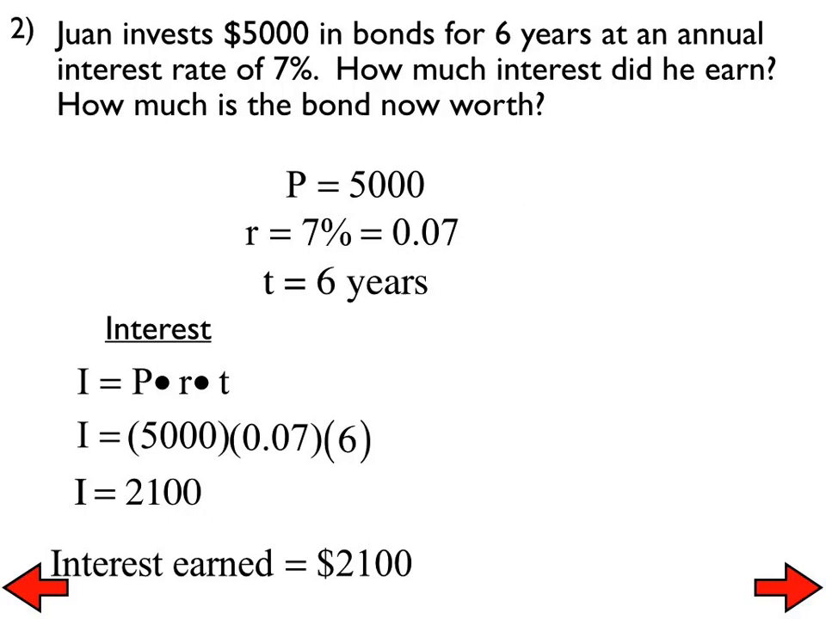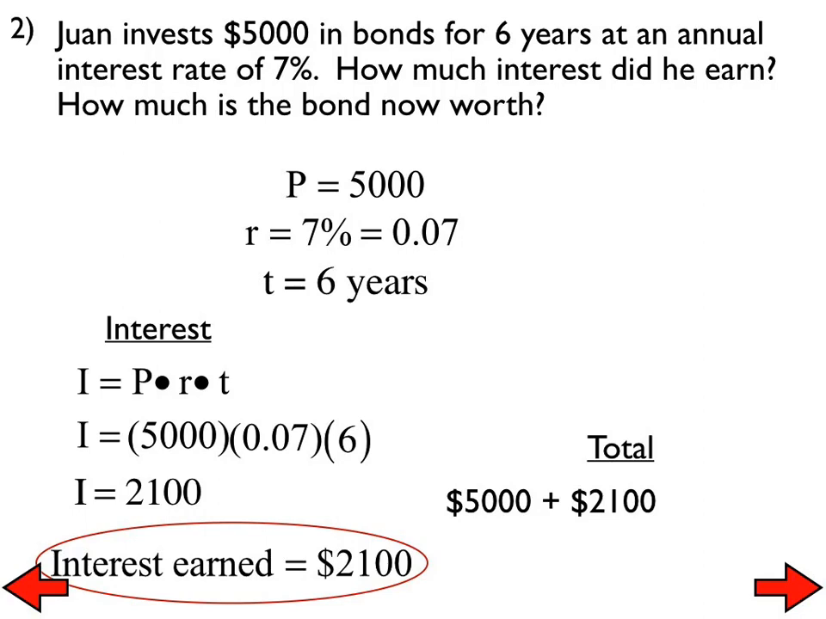How much is the bond now worth? Well, you add the $2,100 onto the $5,000. And so now that bond, which was worth $5,000 6 years ago, is now worth $7,100. Questions?